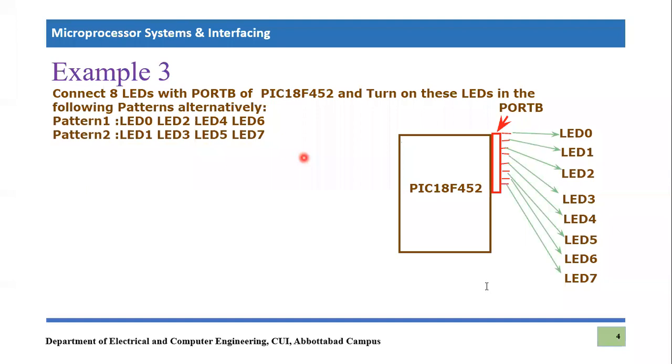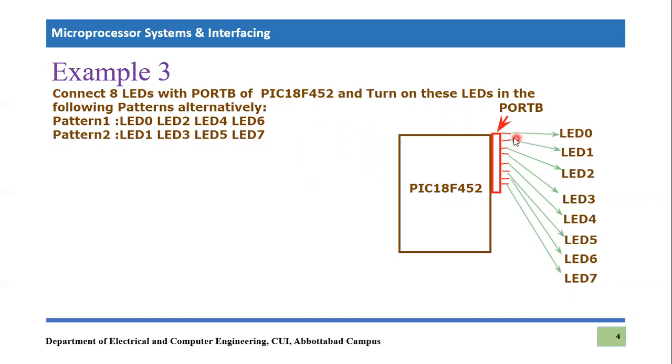Okay, this is example number 3, in which we are going to see another application of the PIC 452 microcontroller. So first of all, let's read the statement. The statement says connect 8 LEDs with port B of PIC 452. So what we have done is we have connected 8 LEDs.